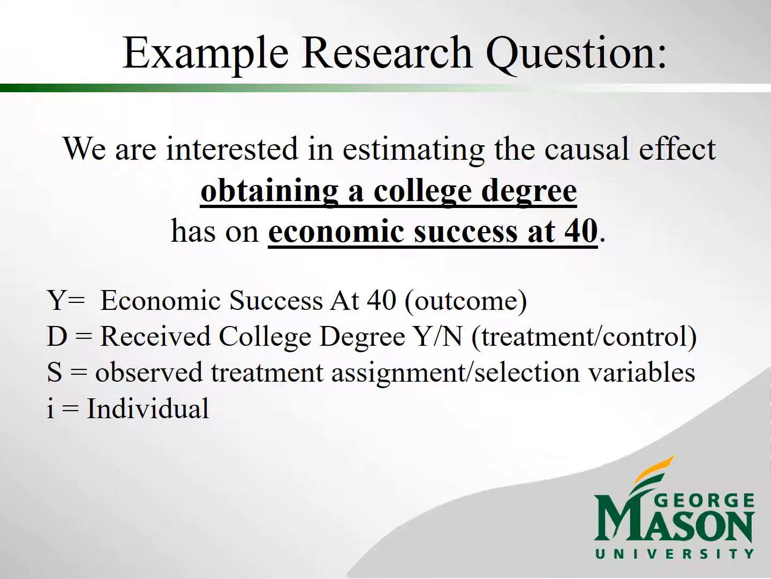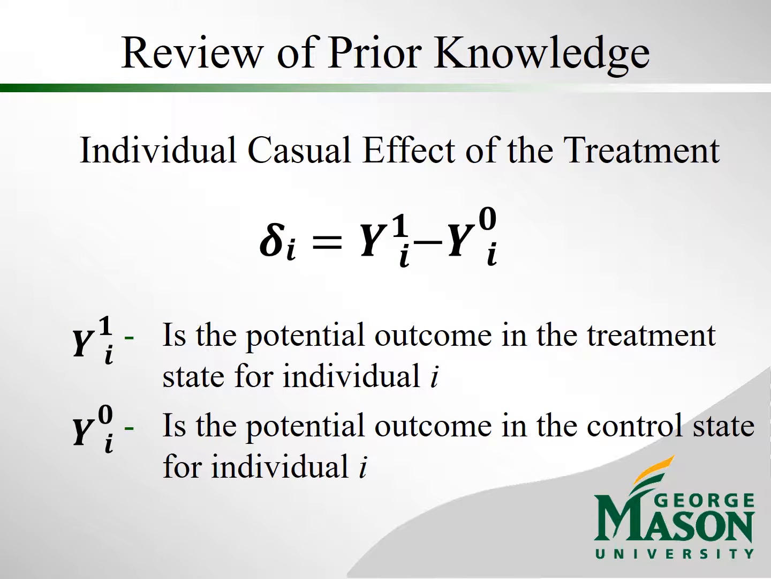In this example, our outcome Y is economic success at 40, and D is our observed causal dummy variable, receiving a college degree. S is our observed treatment assignment selection variable, which I will discuss later, and I is our individual. It is expected that the viewer has some knowledge of the individual causal effect of the treatment equation, and knows that when examining causal inference, we first must acknowledge the existence of two potential outcome random variables that are defined over all individuals in the population.